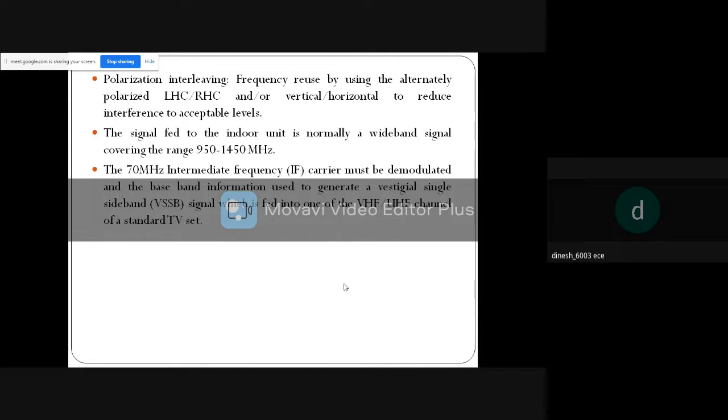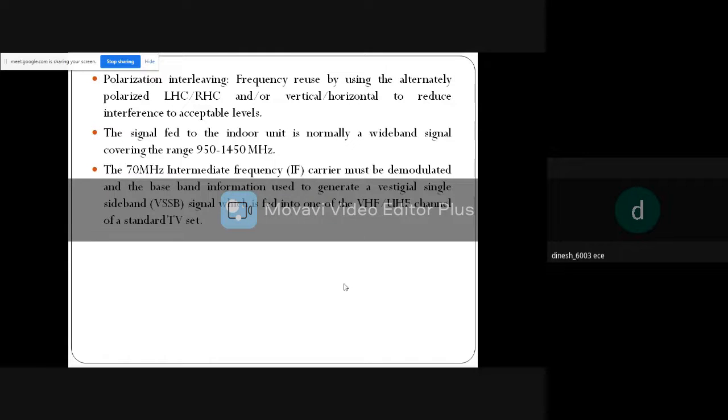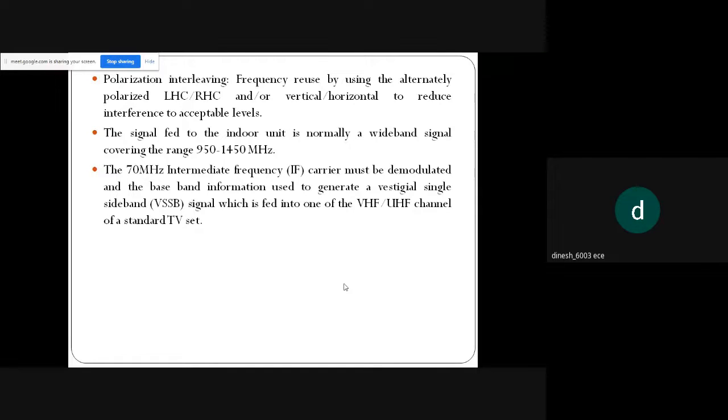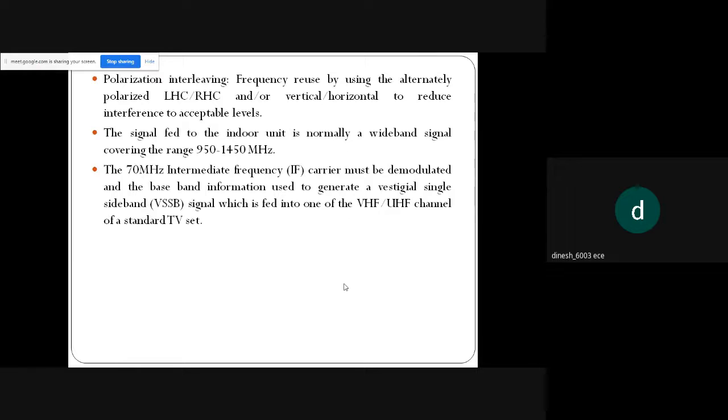So there we have a 70 megahertz IF frequency carrier that demodulates the signal. This 950 to 1450 megahertz is converted to an intermediate frequency of 70 megahertz by using SSB, single sideband suppression, which specifically we use vestigial sideband suppression, which is fed into either the VHF, very high frequency, or the UHF, ultra high frequency channels of a television set.